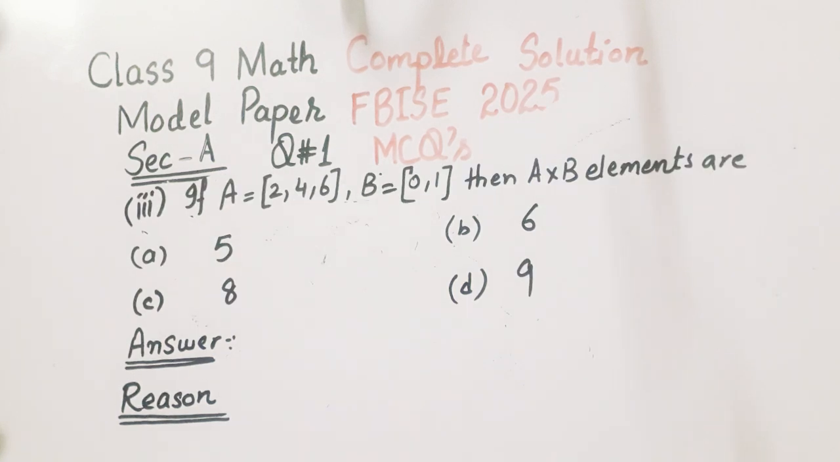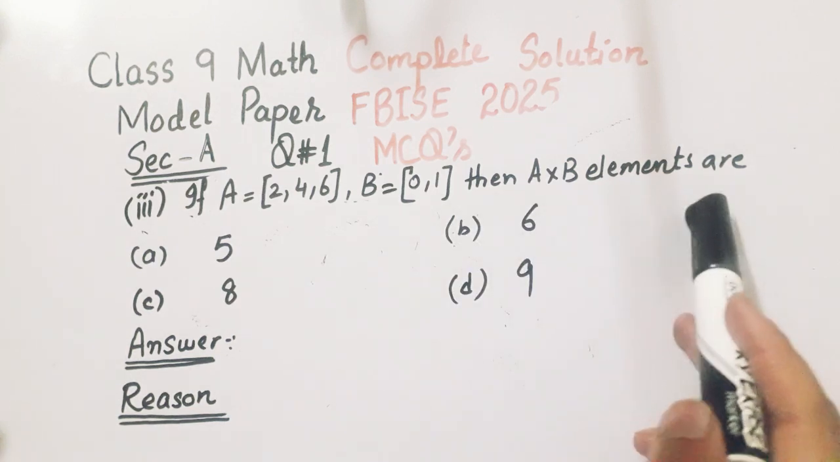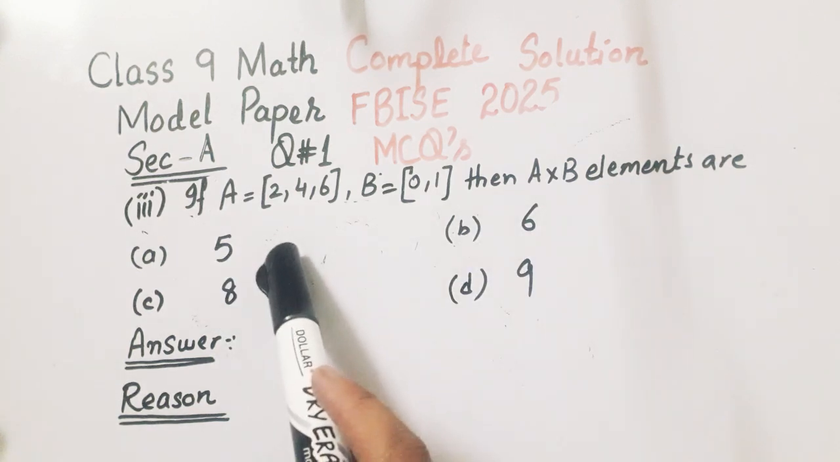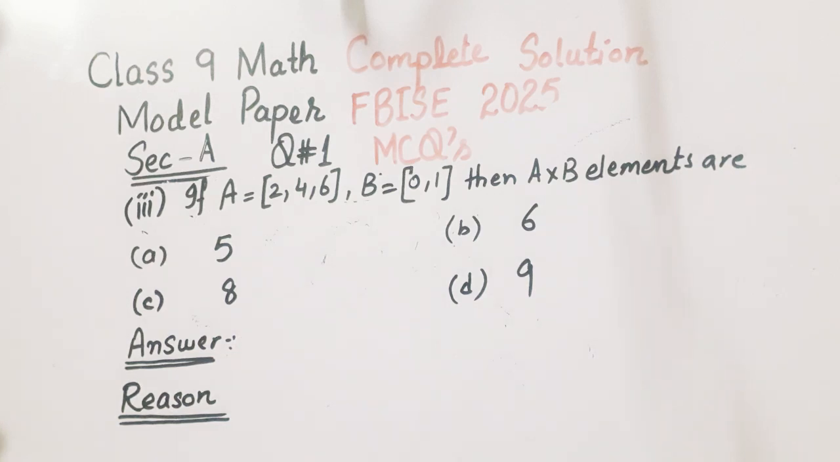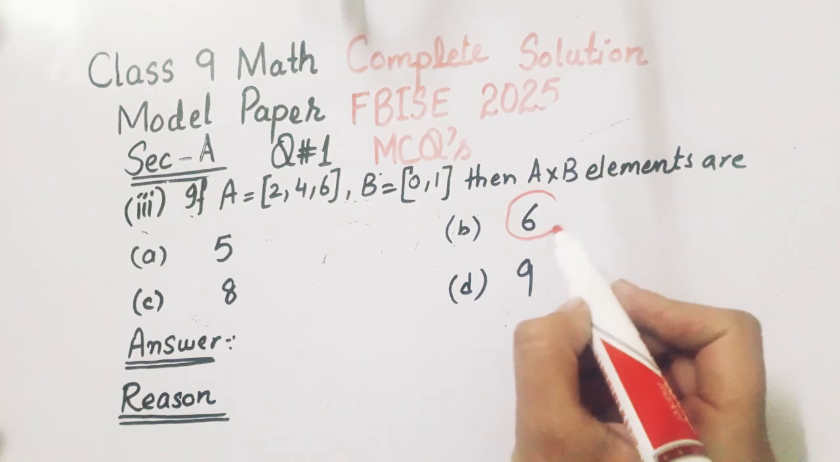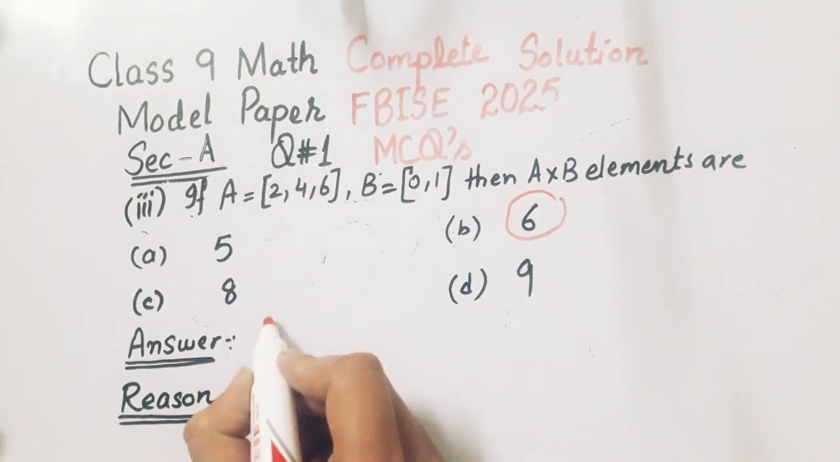Now the third MCQ is: if A is equal to 2, 4, 6 and B is equal to 0, 1, then the number of elements of A cross B are 5, 6, 8 or 9. The correct answer is 6. We will write the answer.